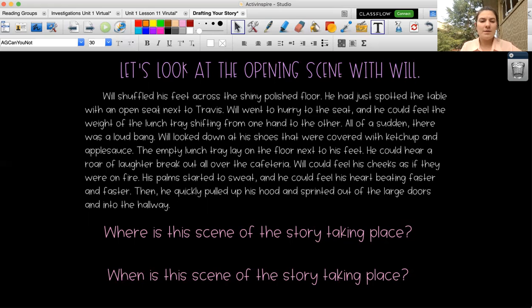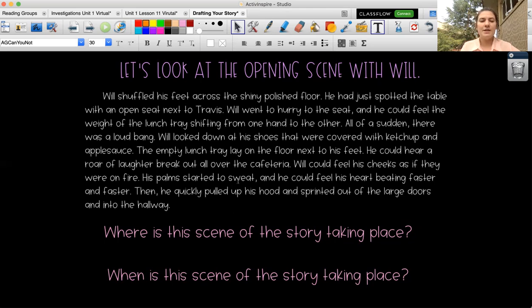"He had just spotted the table with an open seat next to Travis. Will went to hurry to the seat, and he could feel the weight of the lunch tray shifting from one hand to another." Okay, so we know he's probably in the cafeteria because he has a lunch tray, and he's probably not going to have a lunch tray if he's not planning to eat lunch soon.